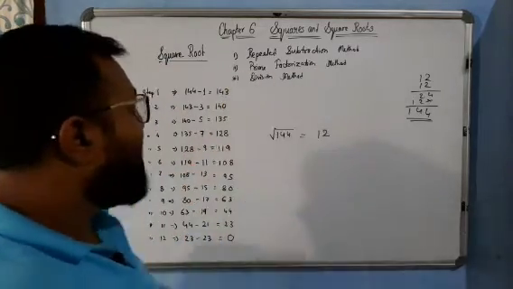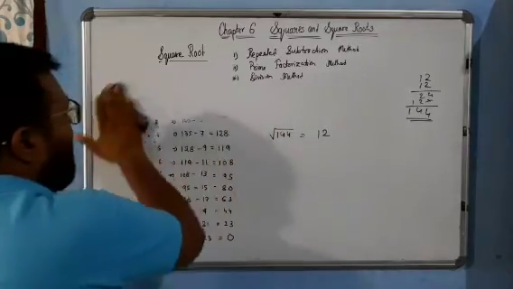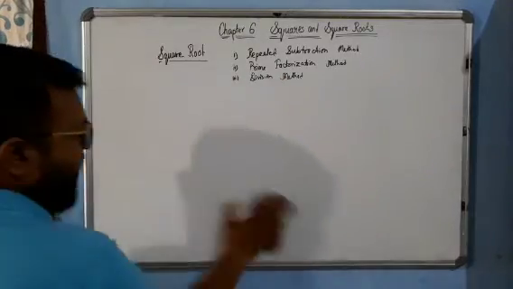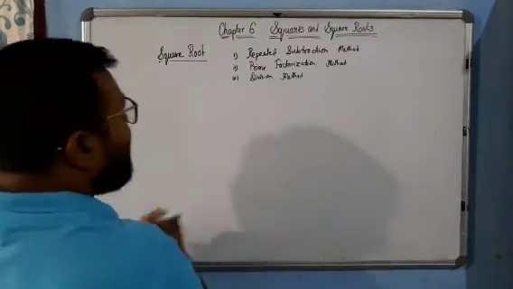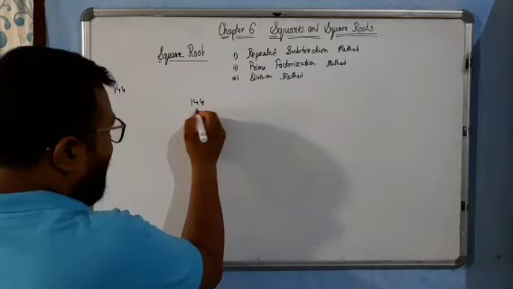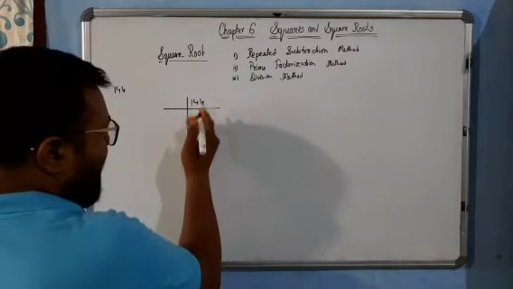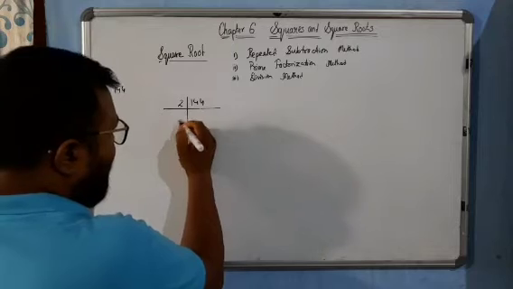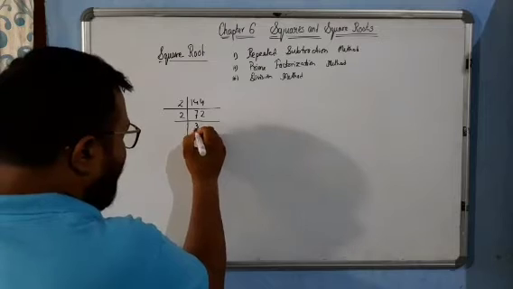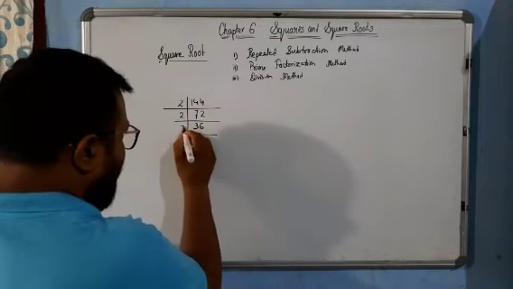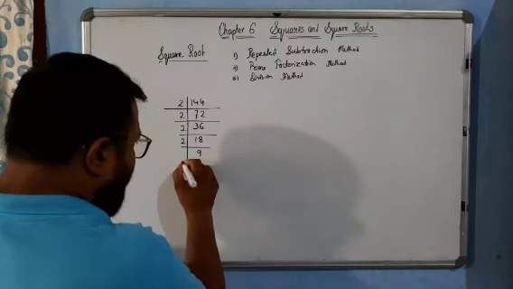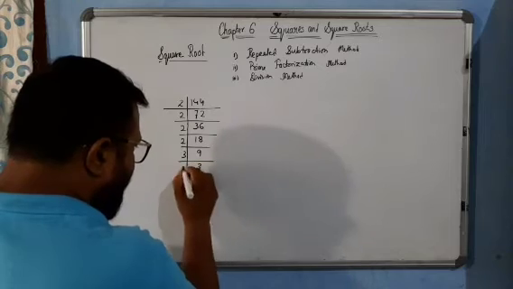It is prime factorization. Let me show this. Prime factorization method. Here, let's take the same example, 144. Prime factorization is very simple. This is an even number, so first we will start with the smallest prime number, 2. 144 divided by 2 is 72, then 36, then 18, then 9, then 3 divided by 3 is 1.